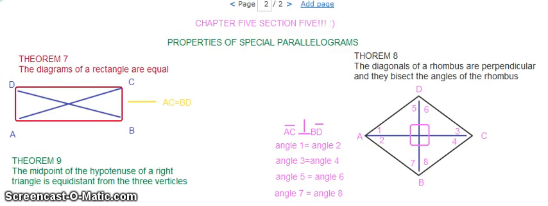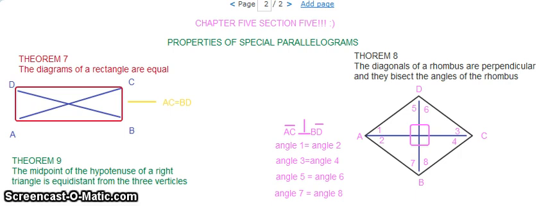Chapter 5, Section 5, Properties of Special Parallelograms. Theorem 7. The diagonals of a rectangle are equal, like AC equals BD. Theorem 8. The diagonals of a rhombus are perpendicular and they bisect the angles of the rhombus. AC is perpendicular to BD. Angle 1 equals angle 2, angle 3 equals angle 4, angle 5 equals angle 6, and angle 7 equals angle 8.